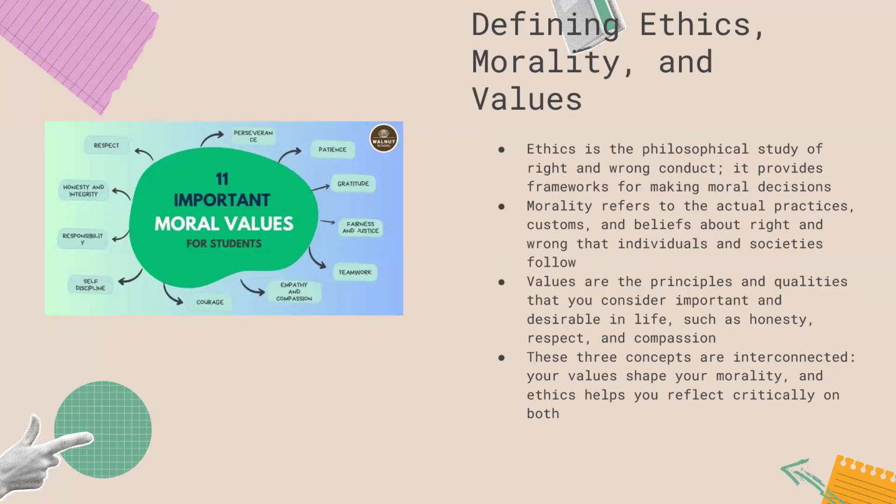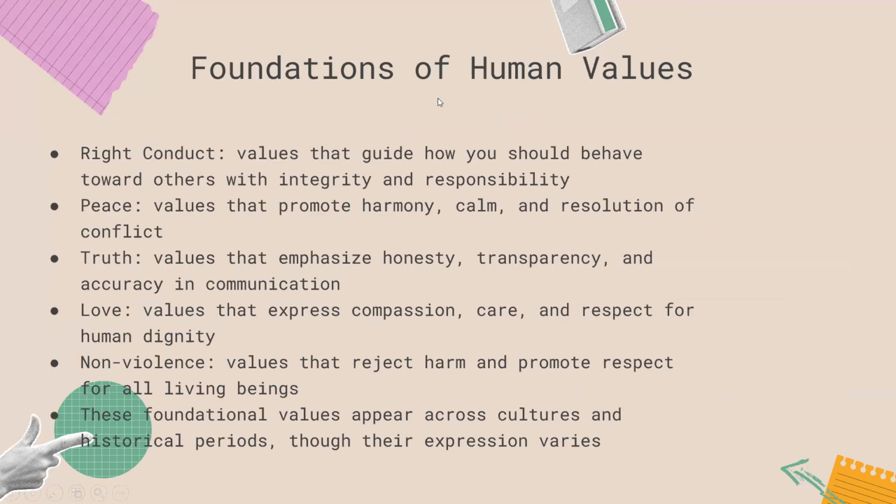Okay, so remember that every human being, every individual has different types of moral values, right? So let's see here. Regarding the foundation of human values, as I mentioned before, and something that you probably remember from the previous course, we were talking about some human values as the foundation of the values, right? And we said that the right conduct refers to the behavior, how individuals behave with others, right? And obviously with integrity and responsibility.